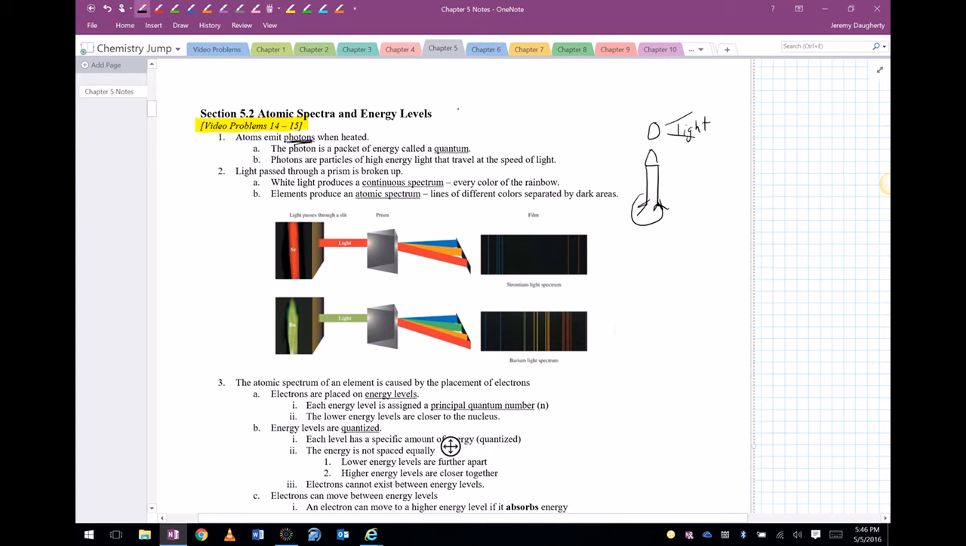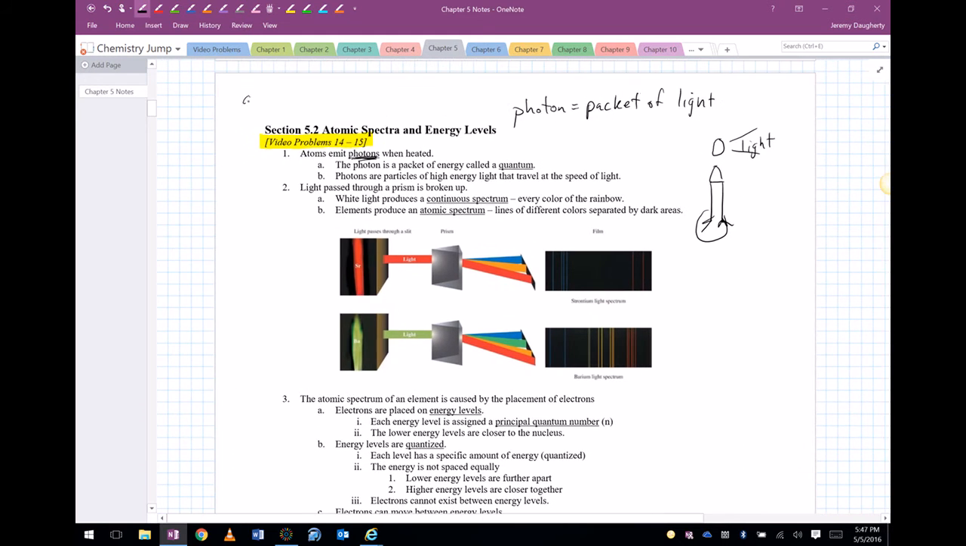Now a photon is a packet of light. And that packet of light is a defined amount of energy. This was a big idea, a real big idea. We'll talk more about it in AP. So there's a general term, quantum. Quantum is a packet of energy. It could be any form of energy. A photon is a packet of light energy. So there's a little bit of a difference.